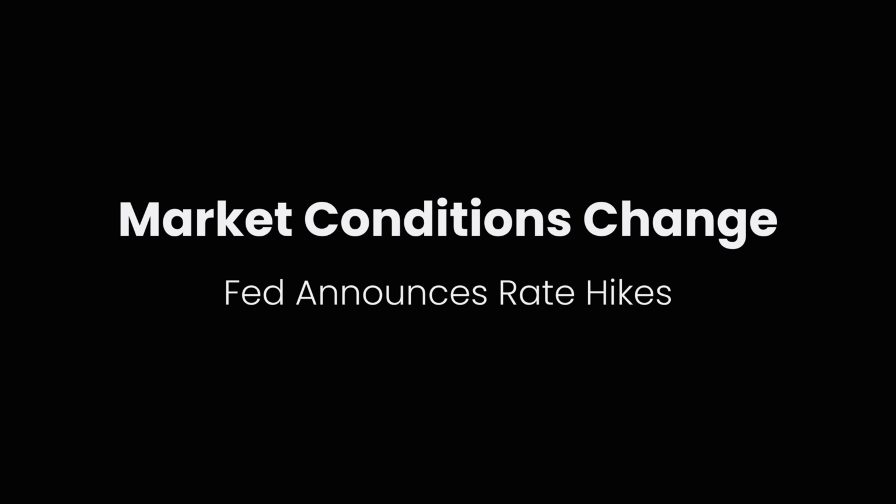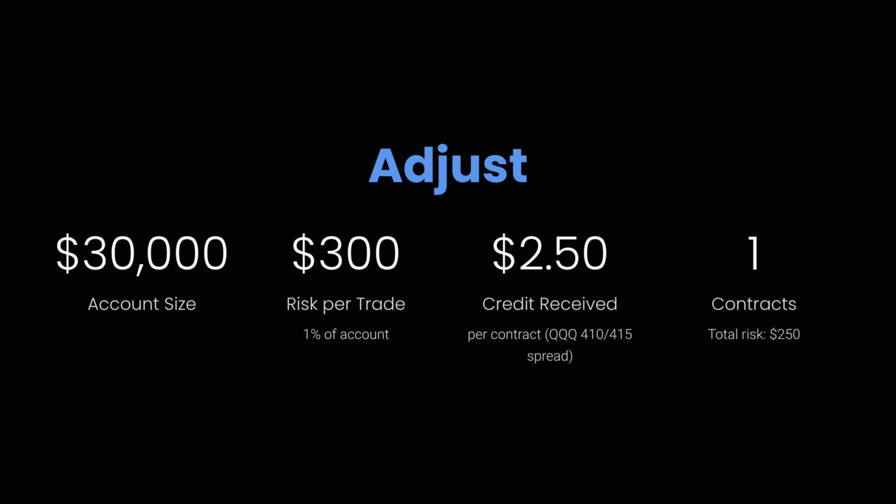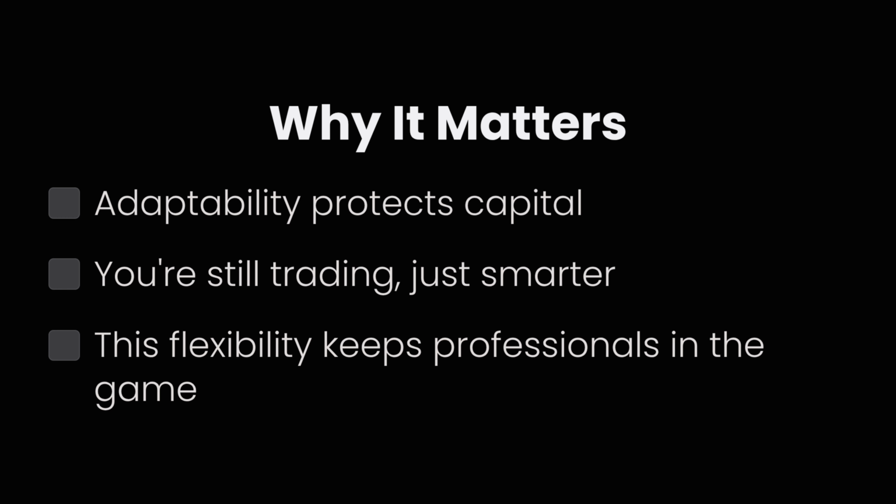Now, fast forward 2 weeks, the Fed signals rate hikes and volatility spikes. Your same trade setup exists, but now conditions are different. You adjust. Drop to 1% allocation, $300 per trade, trade just 1 contract instead of 2. Your risk is now $250, safely under your new threshold. You're lighter on exposure, but you're still participating. You're still winning trades. You're just protecting yourself during uncertain times. This adaptability is what keeps pros in the game.